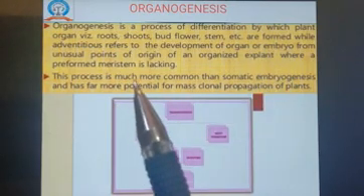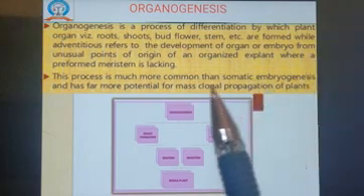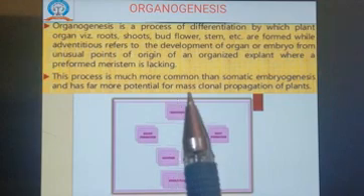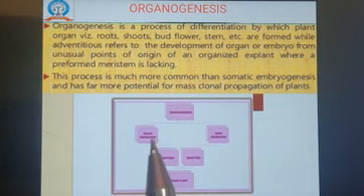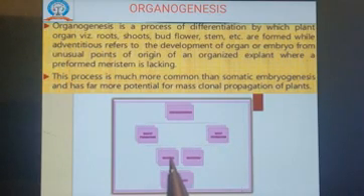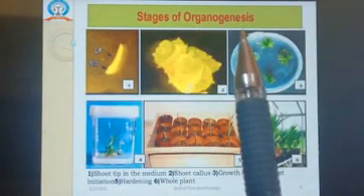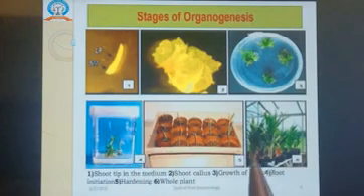So this process is much more common than somatic embryogenesis. Somatic embryogenesis we will discuss in the next slides, and it has more potential for mass clonal propagation of the plant. This is the organogenesis: shoot production and root production, then rooting and shooting. Finally the whole plant will develop. The stages of organogenesis: this is the first, 2, 3, 4, 5 and 6.